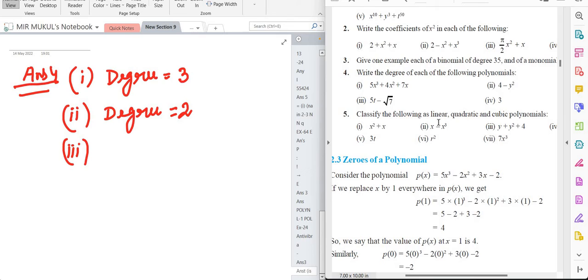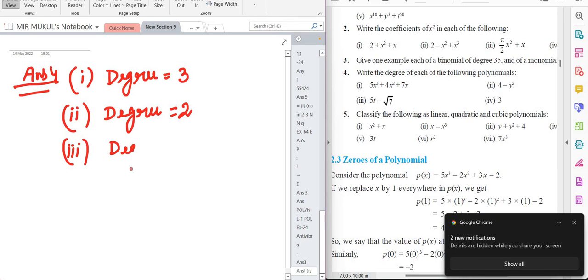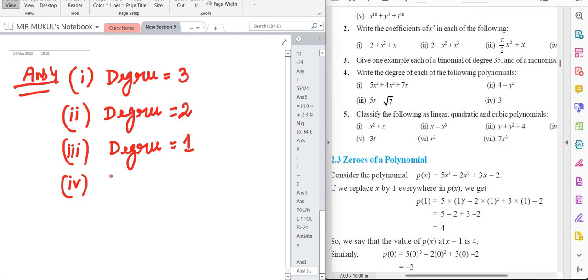Now, third. Then the degree here. Degree how much? 1. And fourth, what is the degree? Quickly do. Sir, 0. No, 1. Here, 0 or 1? Sir, 1. How 1? What is the power? If 3 is here, only a number, that means here x to the power 0 you can write. So if there is only a number, then the degree will be 0.